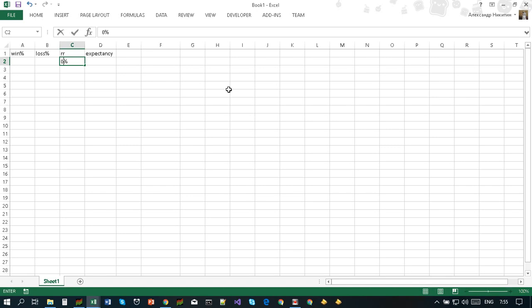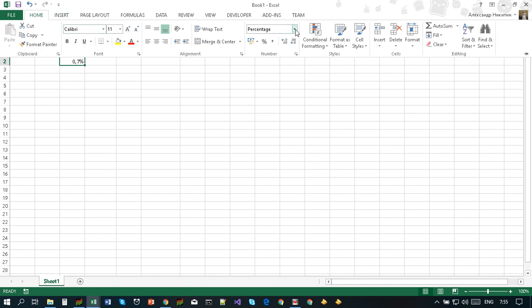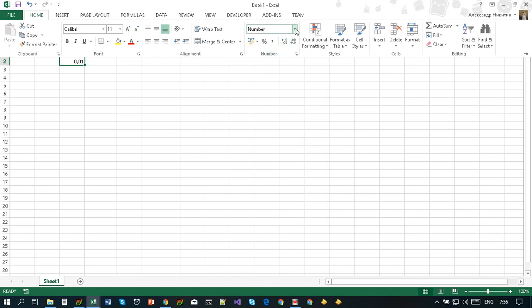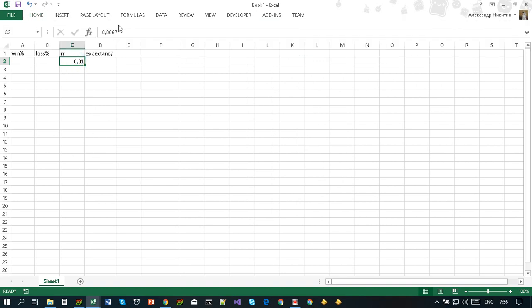Okay, based on my market research, the cipher pattern risk to reward is this, 0.67. Well, it shouldn't be a percentage, it should be a number. I will go to number format. Okay. Once we have it, it should be 0.67.